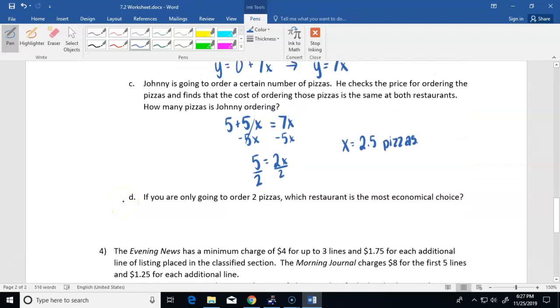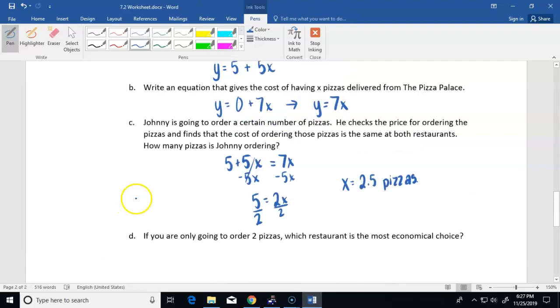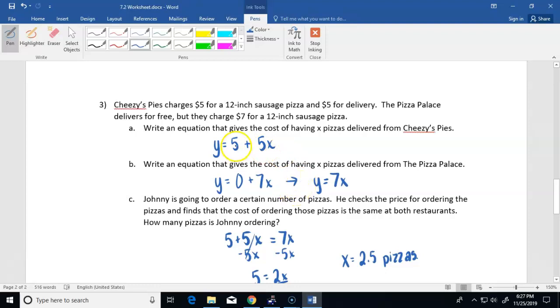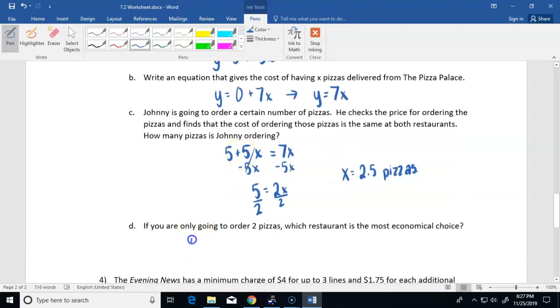And so, if you're only going to order 2 pizzas, which restaurant is the most economical choice? So if you're only going to get 2 pizzas, for the first equation, we have 5 plus 5 times 2, which is going to give us 5 plus 10, which is 15. But for the Pizza Palace, we'd have 7 times 2, which would give us 14. So if you only order 2 pizzas, then the Pizza Palace is the best place to go. Or I guess not go.